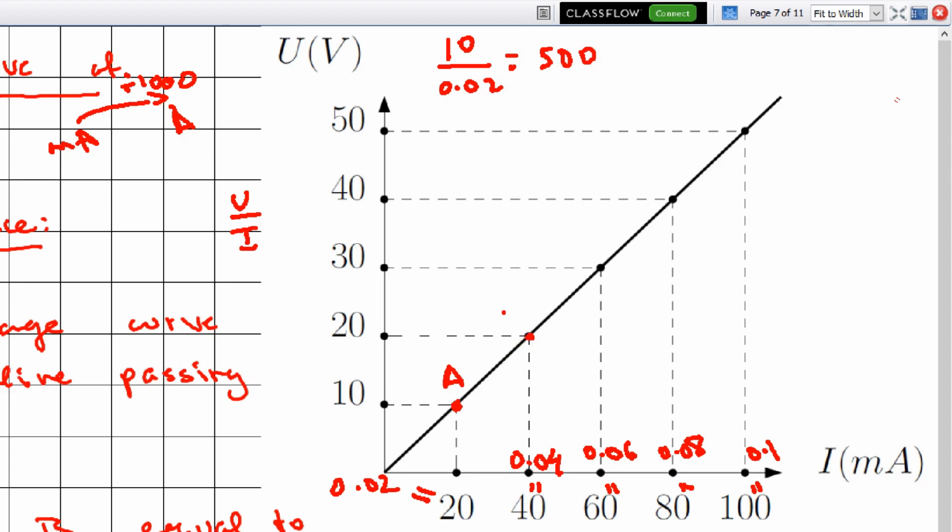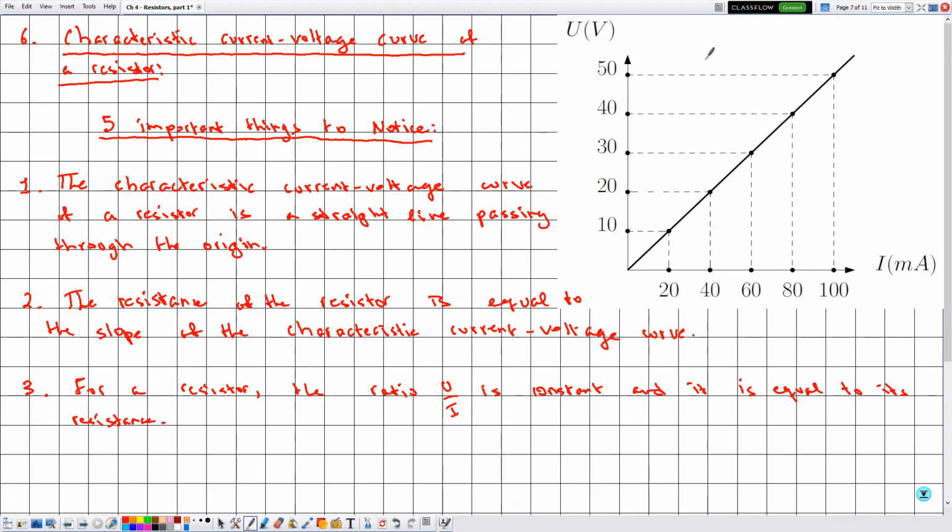Now if we choose another point here to be the point B, and we divide the voltage over the current, so 20 divided by 0.04, this will give us 500. Now if we repeat this calculation for all the points on the curve given by C, D, and E, and we can choose as many points as we want, we will notice that this ratio will remain constant, and whenever this ratio is constant, then the electric component is considered to be a resistor, and the ratio U over I in this case will be equal to its resistance.